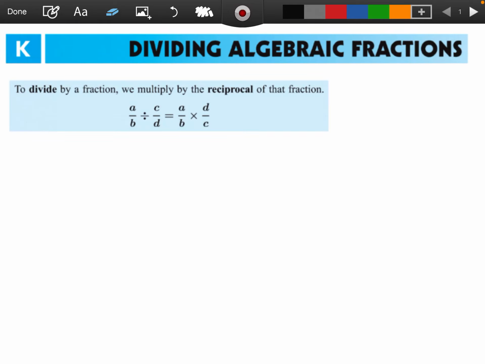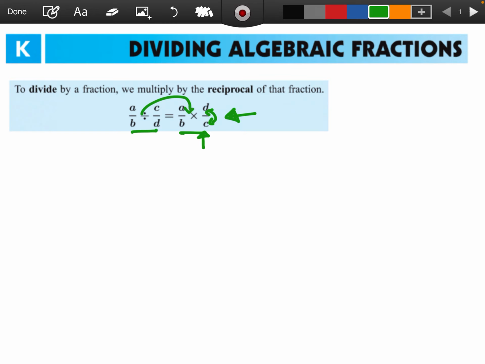Hi everyone, so this video is about dividing algebraic fractions. Before we get to that, let's review how we divide fractions. As you can see here in this generalized version, when you are dividing fractions, you multiply by the reciprocal. So you take that second fraction, you flip it over, and then the division becomes a multiply.